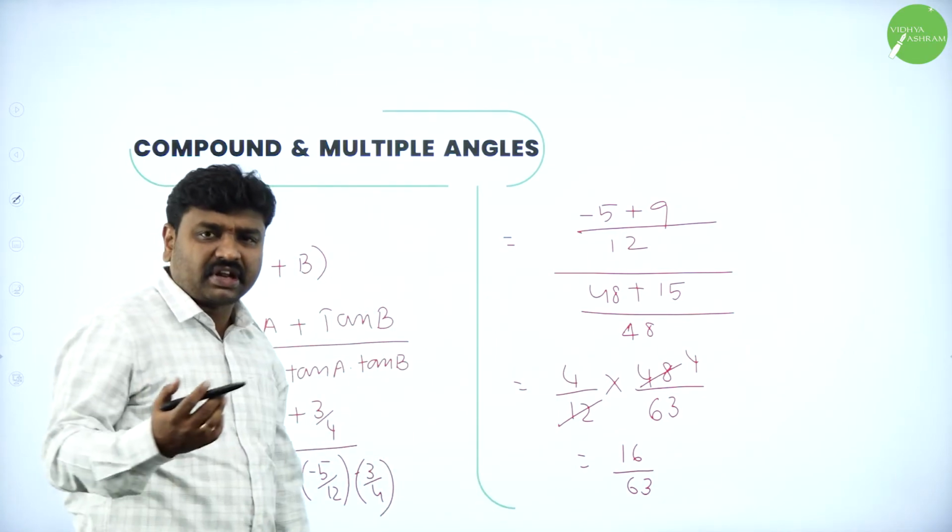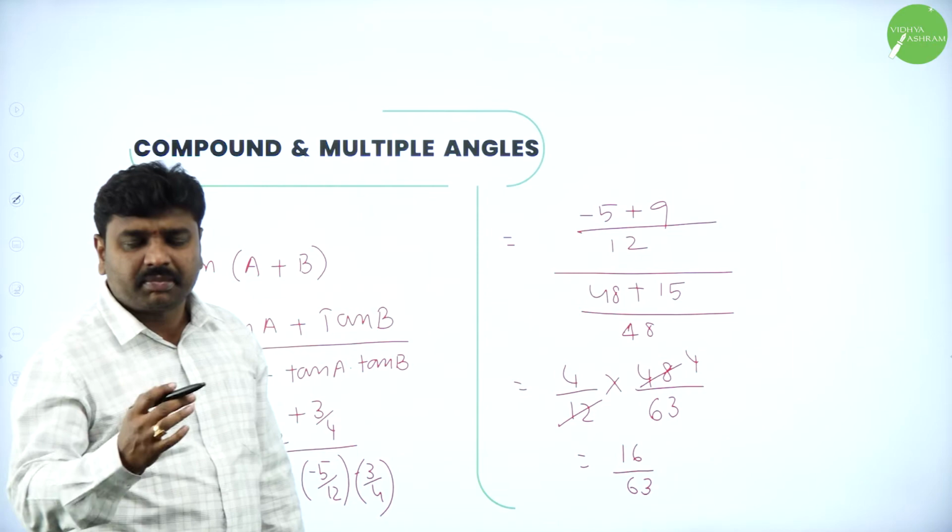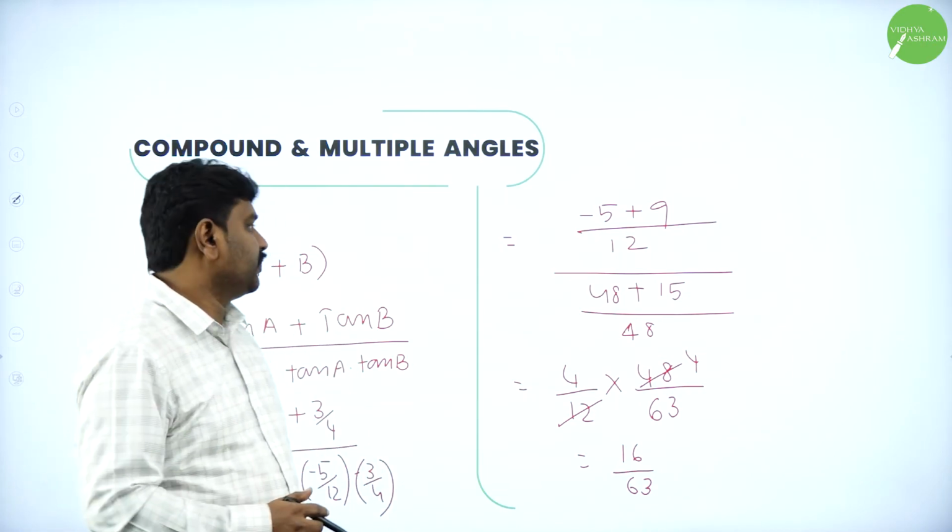Tan of A plus B. What is tan of A plus B? Tan A plus tan B by 1 minus tan A into tan B.